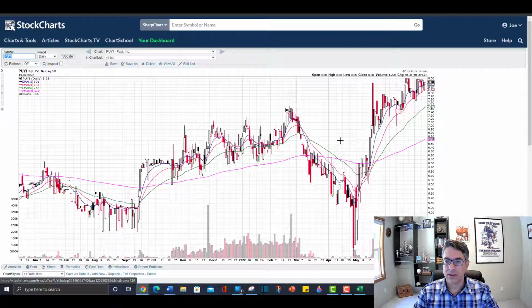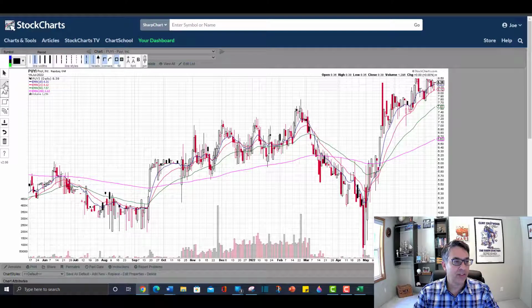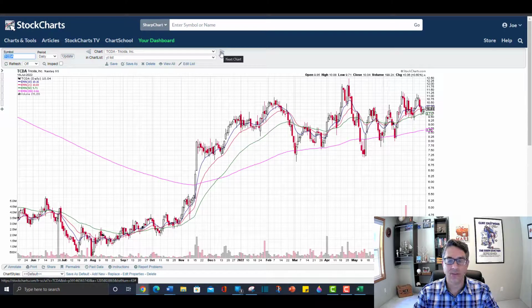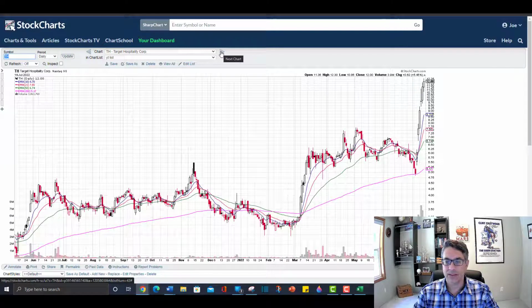PUI. This is a very thin, oh my gosh, 1,200 shares traded today. Really, really thin. But that's where we can generate alpha, right? A lot of these really thin, low-priced stocks are inefficiently priced as compared to something like Apple, per se. But they are wild bucking broncos. You definitely want to control your risk. TCDA, nice looking base.